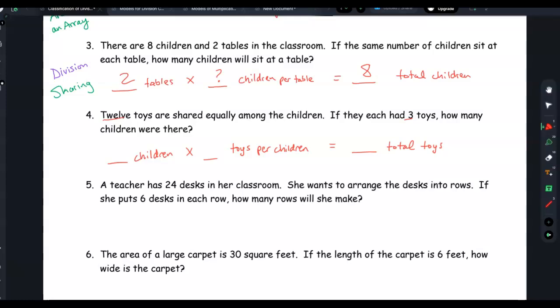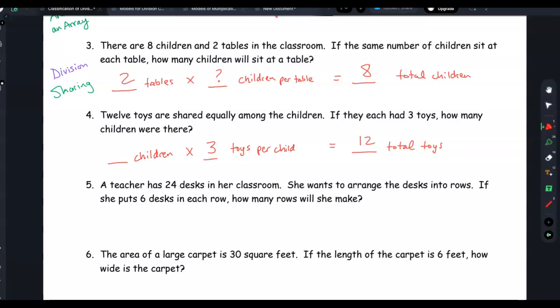So 12 toys are shared equally among the children. That is not per child, that is the total. So 12 would go here. And then if they each had 3 toys, then we know that means 3 toys per children. I suppose we should say toys per child, makes more sense, right?